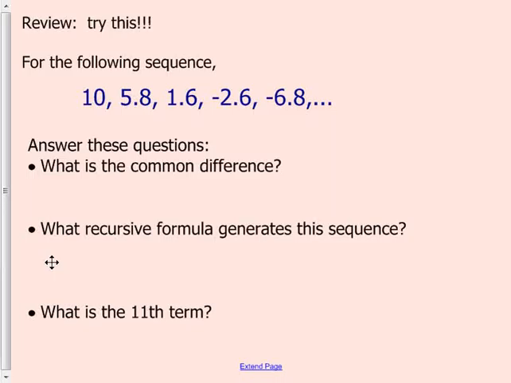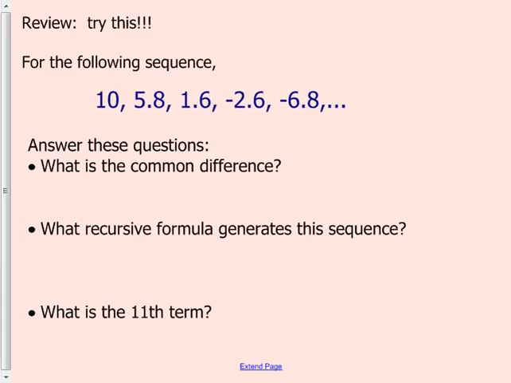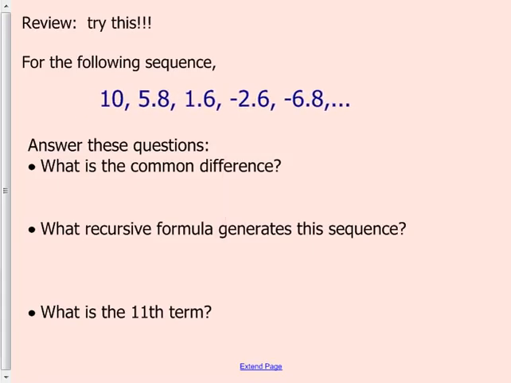Okay, so we're talking about geometric sequences. First of all, this is not a geometric sequence. This one is the kind that we learned yesterday. It's an arithmetic sequence. And so the common difference, if you subtract to see how much it went down, what did you say that was again? Negative 4.2. Make sure you have that written in your notes.